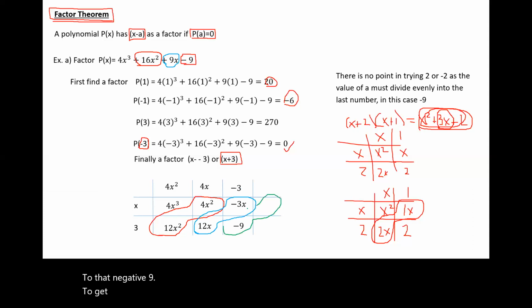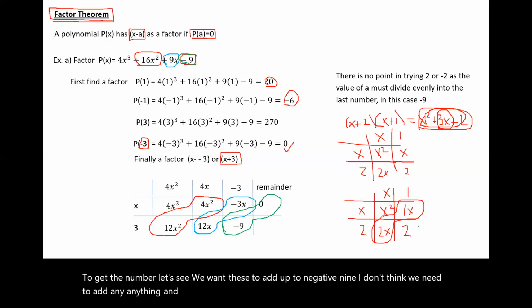Well, let's see. We want these to add up to negative 9. I don't think we need to add anything. And that is our remainder. And that's what we expected. And it's a really nice, easy way of checking your work. So I think we better do that again.